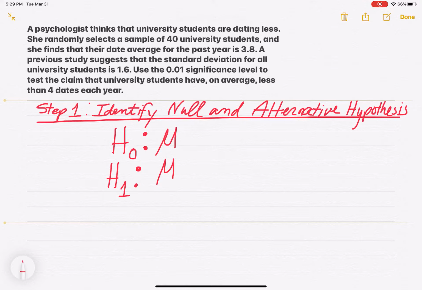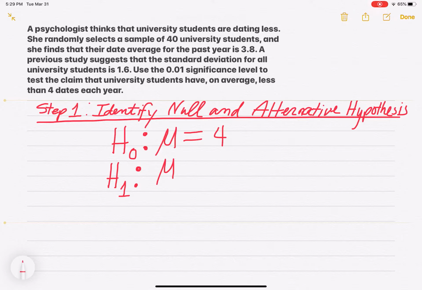Now, if you find the claim here, what's the claim we're trying to test? So in the very last sentence, we're asked to use the 1% significance level to test the claim, right? The claim that we're trying to test is that university students have on average less than 4 dates each year. So we're going to compare the mean to 4. Remember, the null hypothesis always involves equality. We're going to set it equal to 4 since we're comparing the average to 4 here.